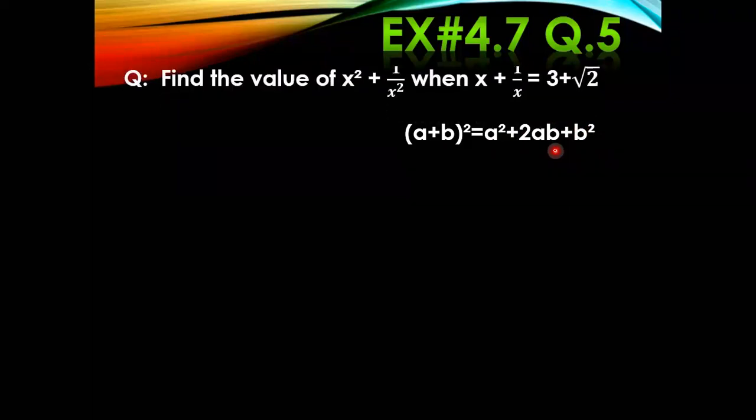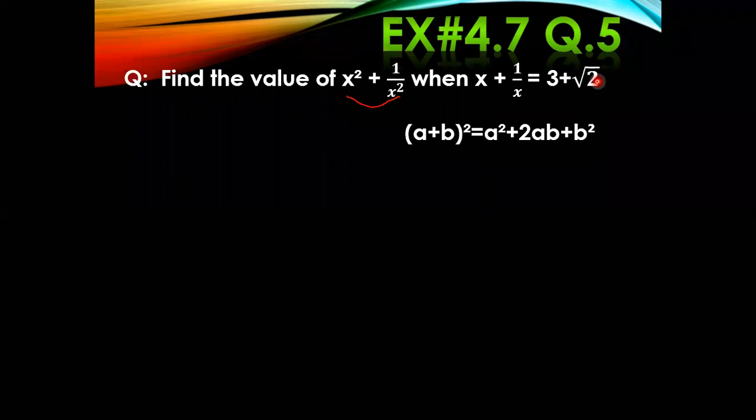In question number 5, you have to find the value of x square plus 1 upon x square, when x plus 1 upon x is equal to 3 plus under root 2. This is the question that you are going to solve. It means this is the thing that you have to find out, and the value given is x plus 1 upon x equals 3 plus under root 2.